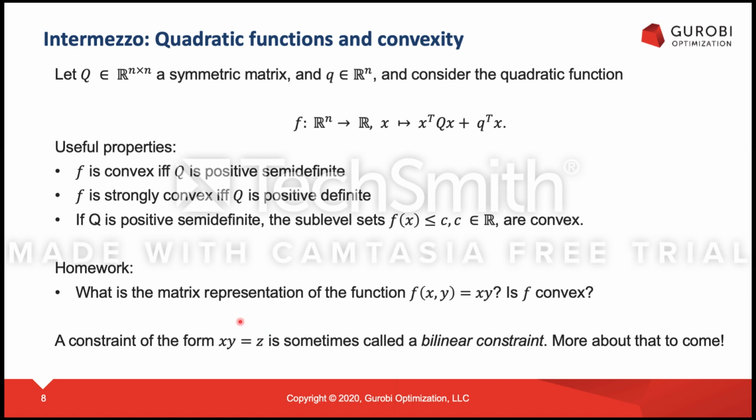Just for the wording, bilinear, what's bilinear here? I mean, it's just the product x and y. Obviously, the function f of x and y equal to x times y is linear in the first input and linear in the second input. Of course, it's not a linear function, but it's a bilinear function here and here.